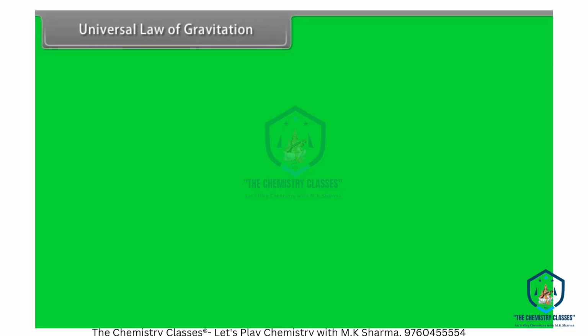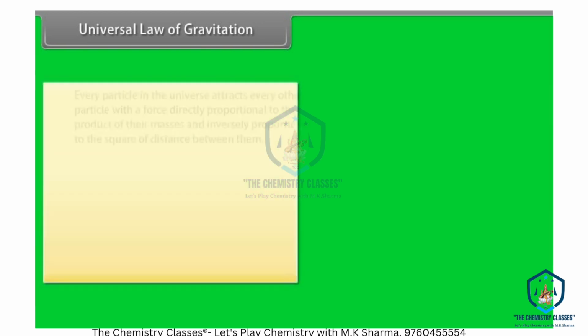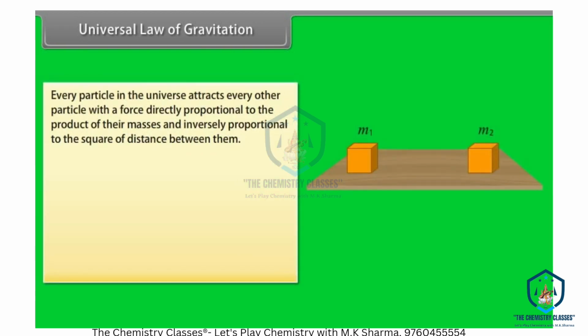Universal law of gravitation. According to Newton's law of gravitation, every particle in the universe attracts every other particle with a force directly proportional to the product of their masses and inversely proportional to the square of the distance between them. The direction of this force is along the line joining the two particles.